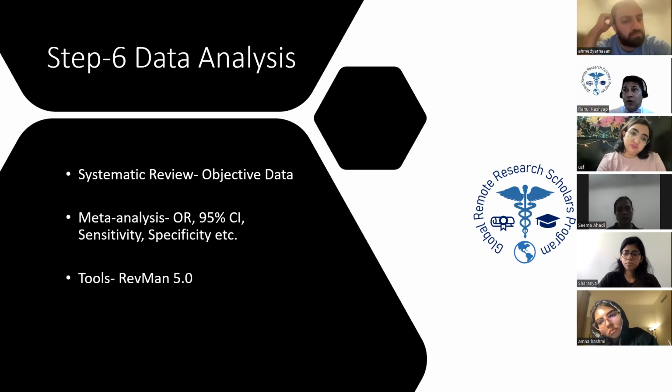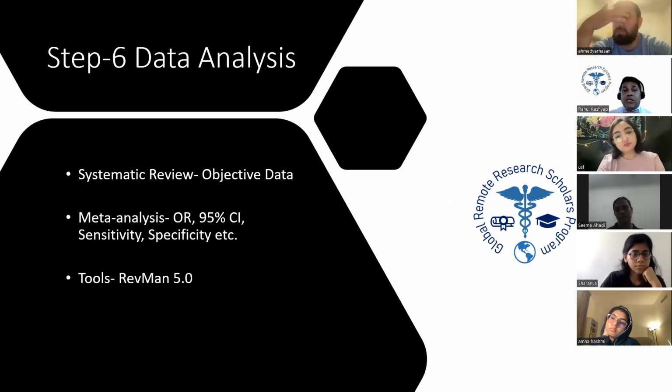Meta-analysis, you are doing forest plots, meta-regression and other things as well. That's why it's important to have those numerical values. Odds ratios, 95% confidence interval, sensitivity, specificity, prevalence and all those things will be included. And that is used by RevMan 5.0. It's a very easy tool. It used to be free, I don't know if it is free or not. You can insert your raw numbers, and it will give you a beautiful forest plot based on what you're picking and choosing.